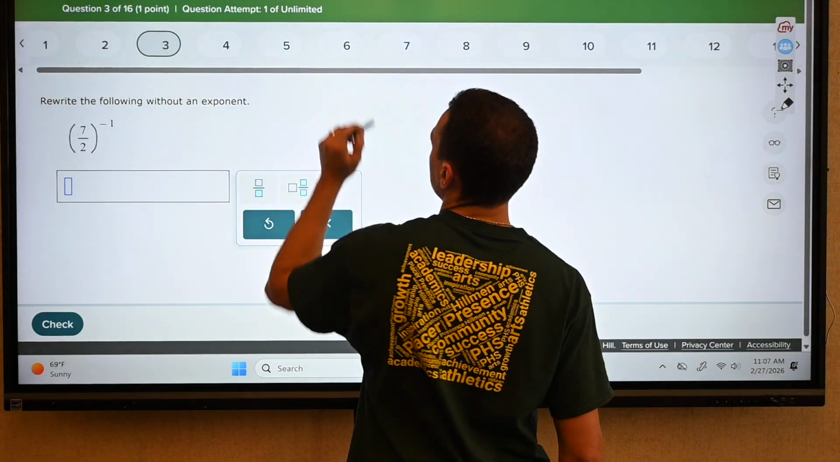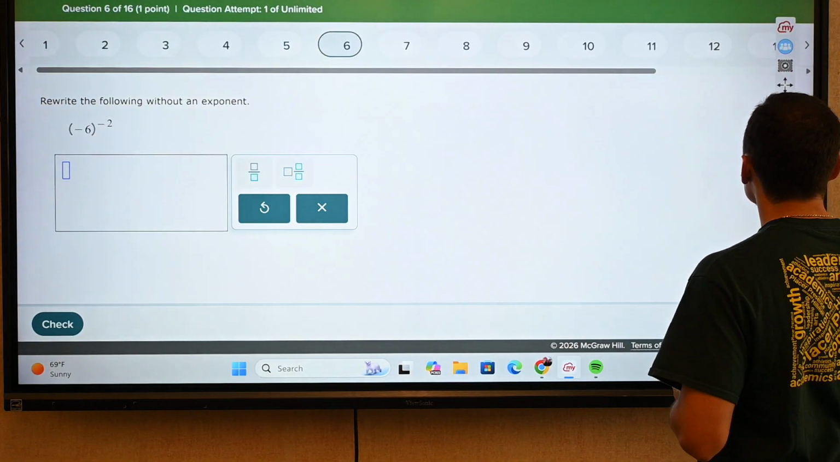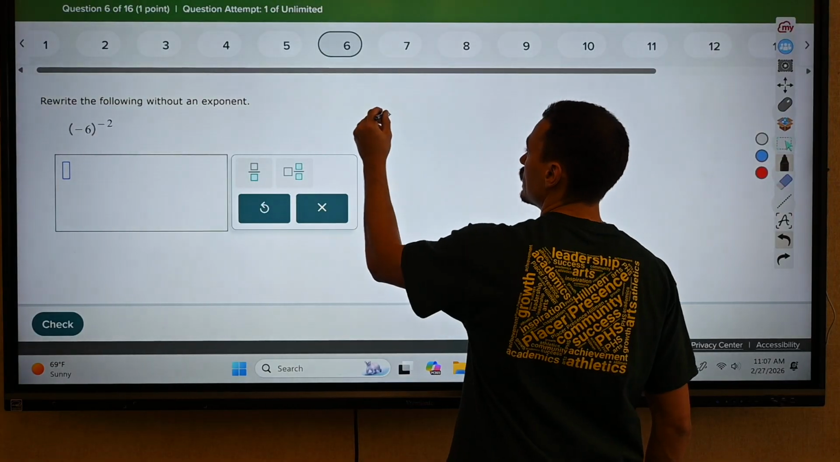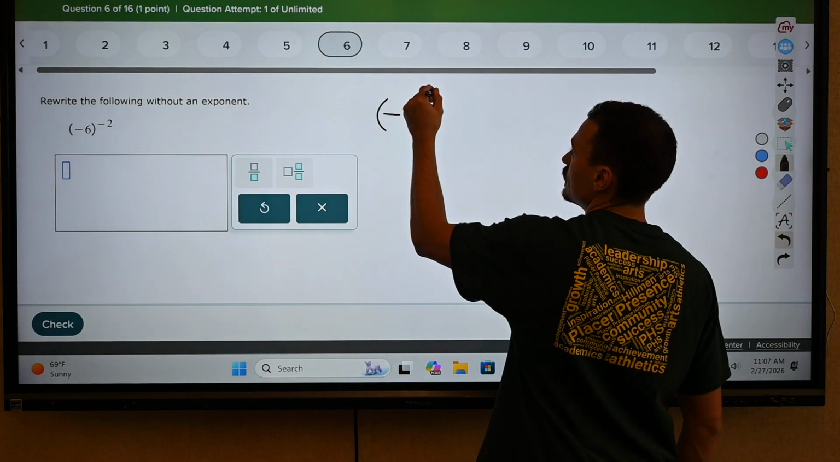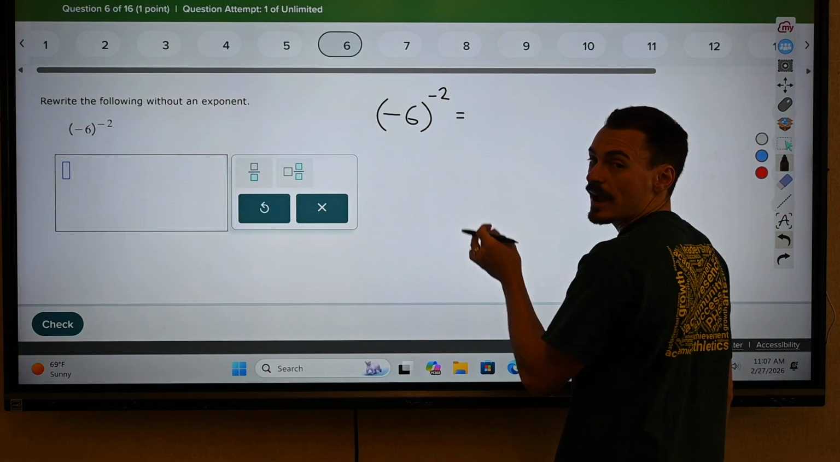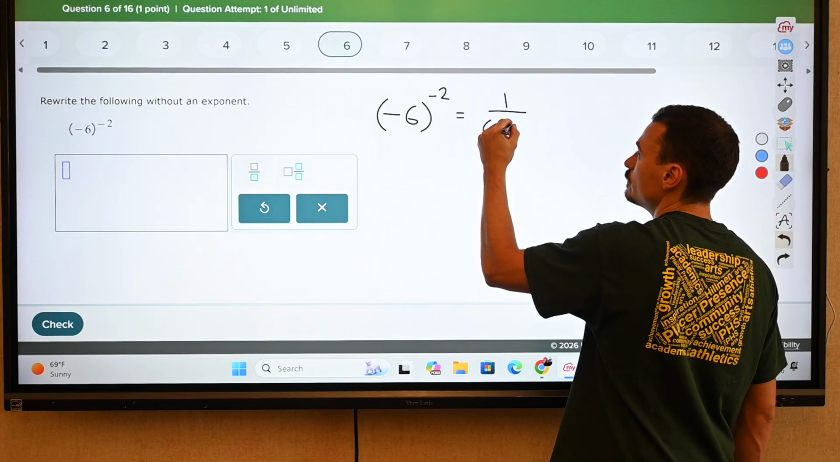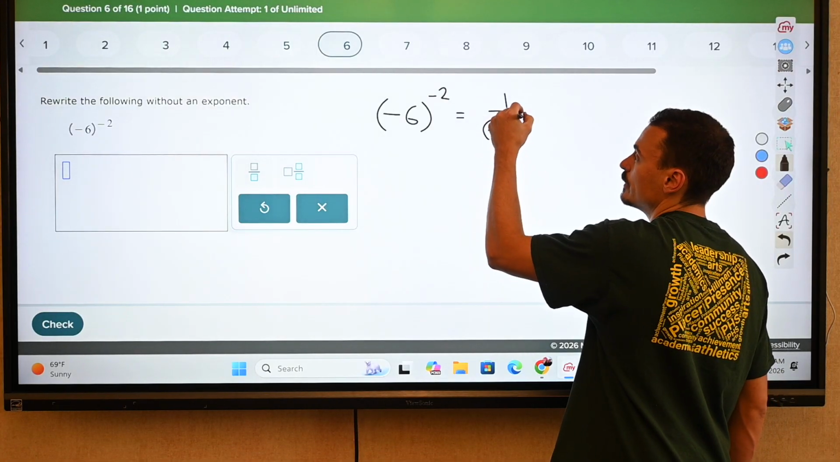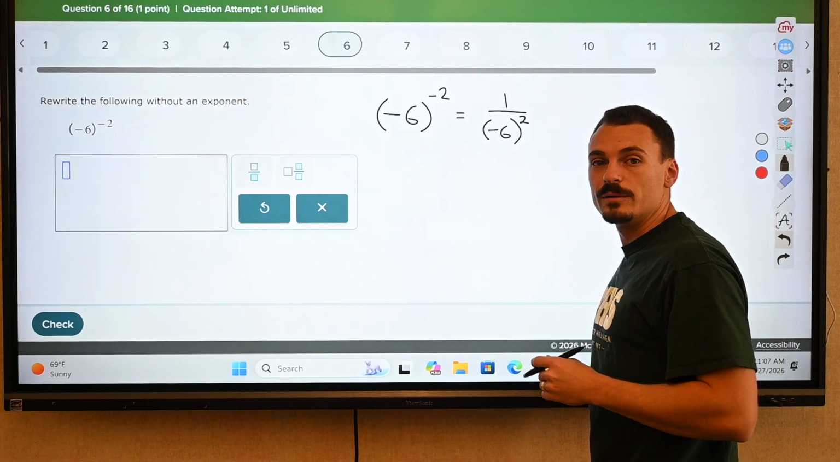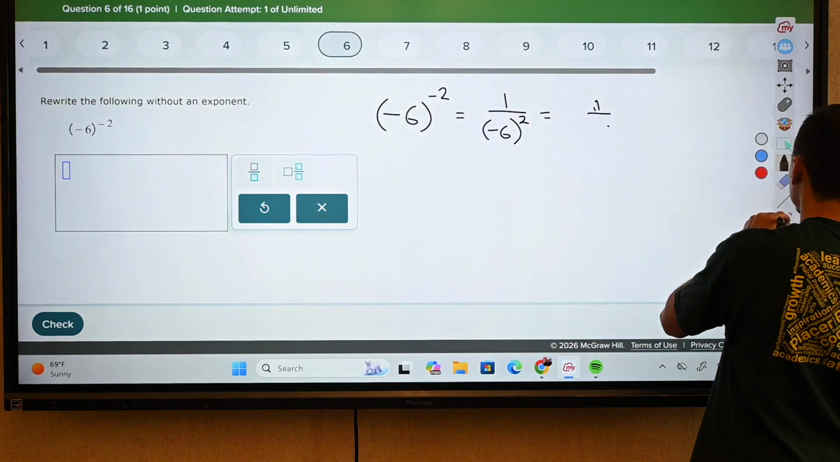Let's jump to number 6 here. 4 and 5 are the same on this homework assignment. Okay, so number 6, we have negative 6 to the negative 2. What you're going to do here is take this factor, which is negative 6. We're going to flip it to the bottom to make the exponent positive. Flip it, make it positive. Negative 6 to the power of 2 is 36.